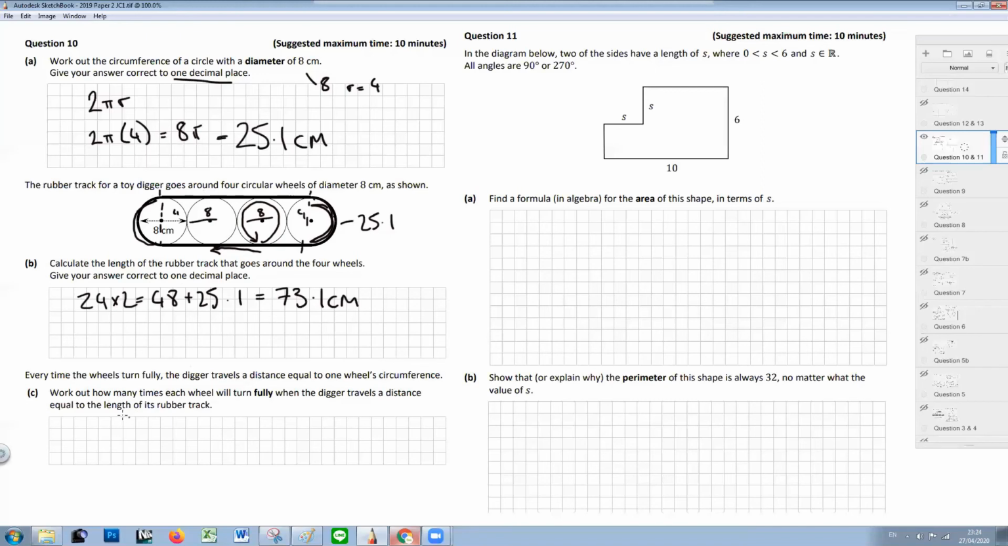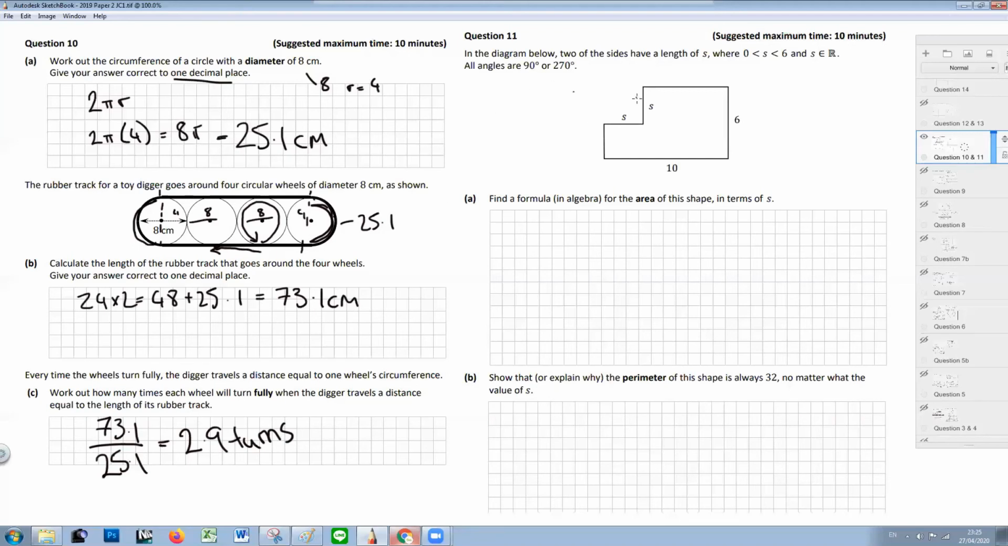So basically what you do is you just divide the total length of the track, which is 73.1, by the perimeter or the circumference of the wheel, and that is 25.1. And that answer is going to be 2.9 turns. So when that turns 2.9 times, it's going to be equal to the length of the track. I hope that's clear.